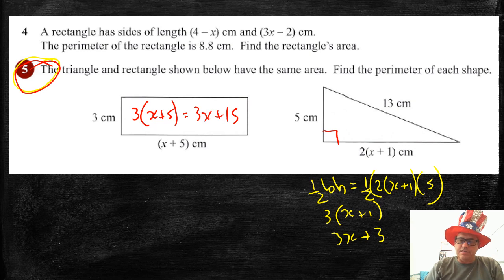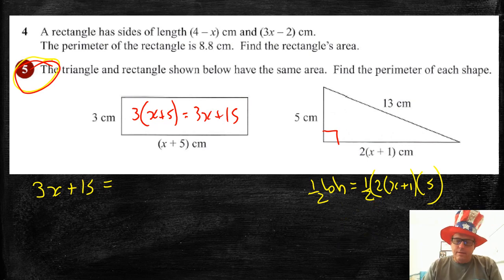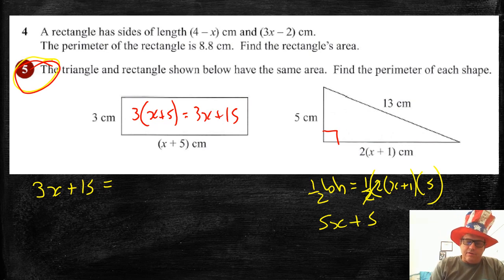They tell me the areas are the same. So that means area of the rectangle, 3x plus 15, must equal the... Okay, I made a quick little mistake here. My handwriting is a bit messy. If I simplify the area of the triangle, 1/2 times 2 is 1, and that's a 5, times x plus 1 is 5x plus 5. So the area of the rectangle, 3x plus 15, equals the area of the triangle, which is 5x plus 5.